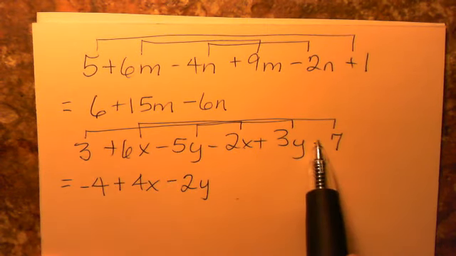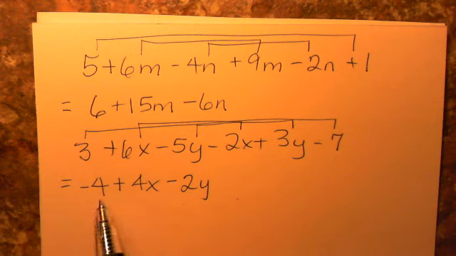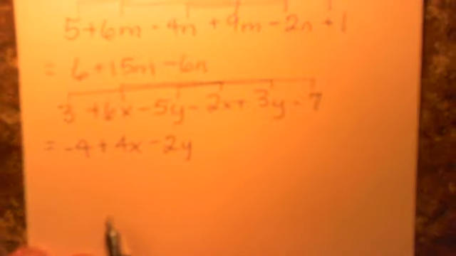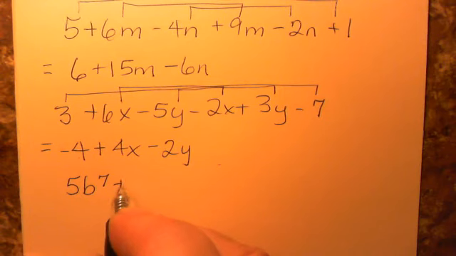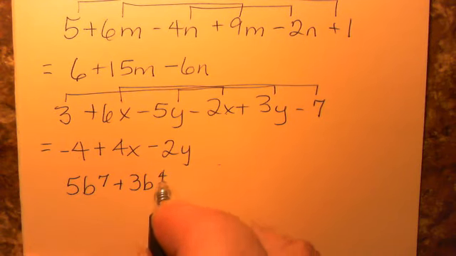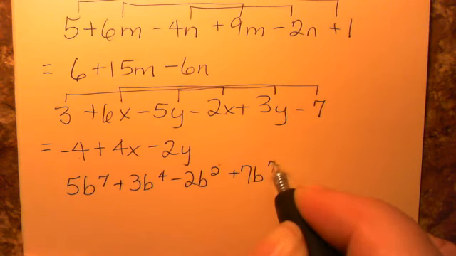And then we check to see if everything is collected. We do no more addition and subtraction here because we have no more like terms. Let's look at one more. 5b to the 7th plus 3b to the 4th minus 2b squared plus 7b to the 7th minus 5b to the 4th.